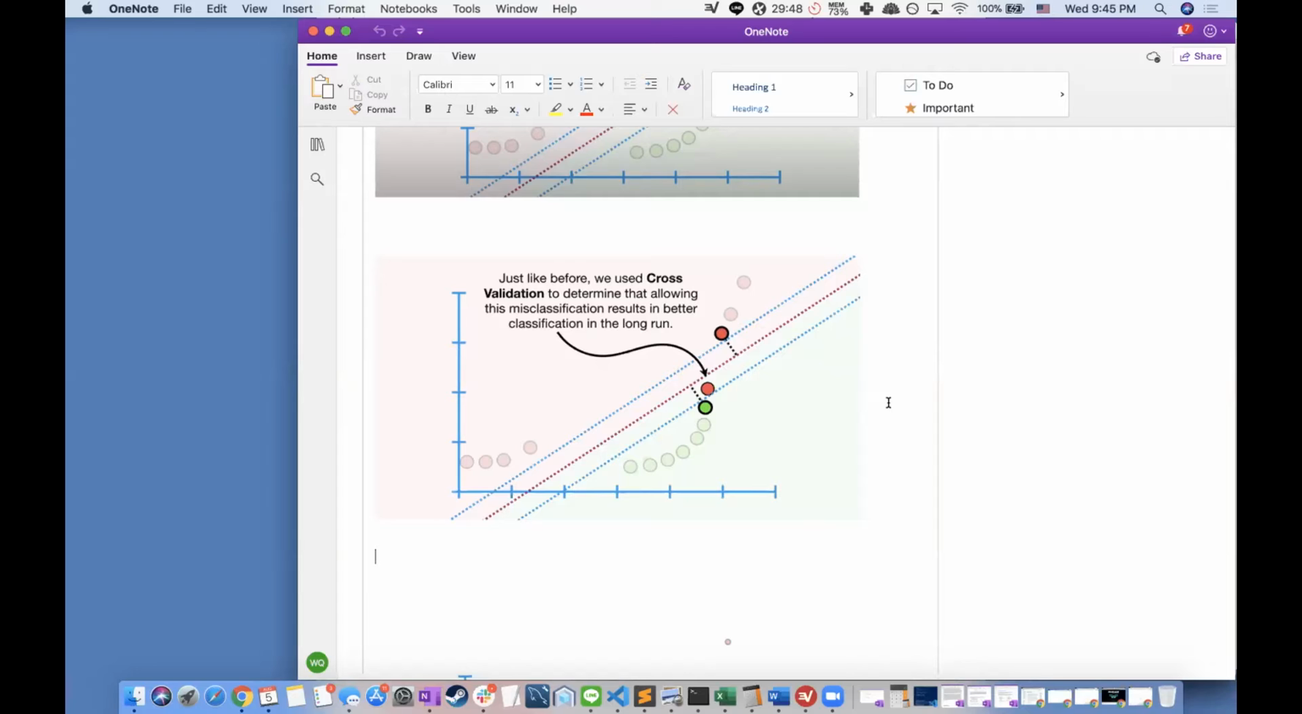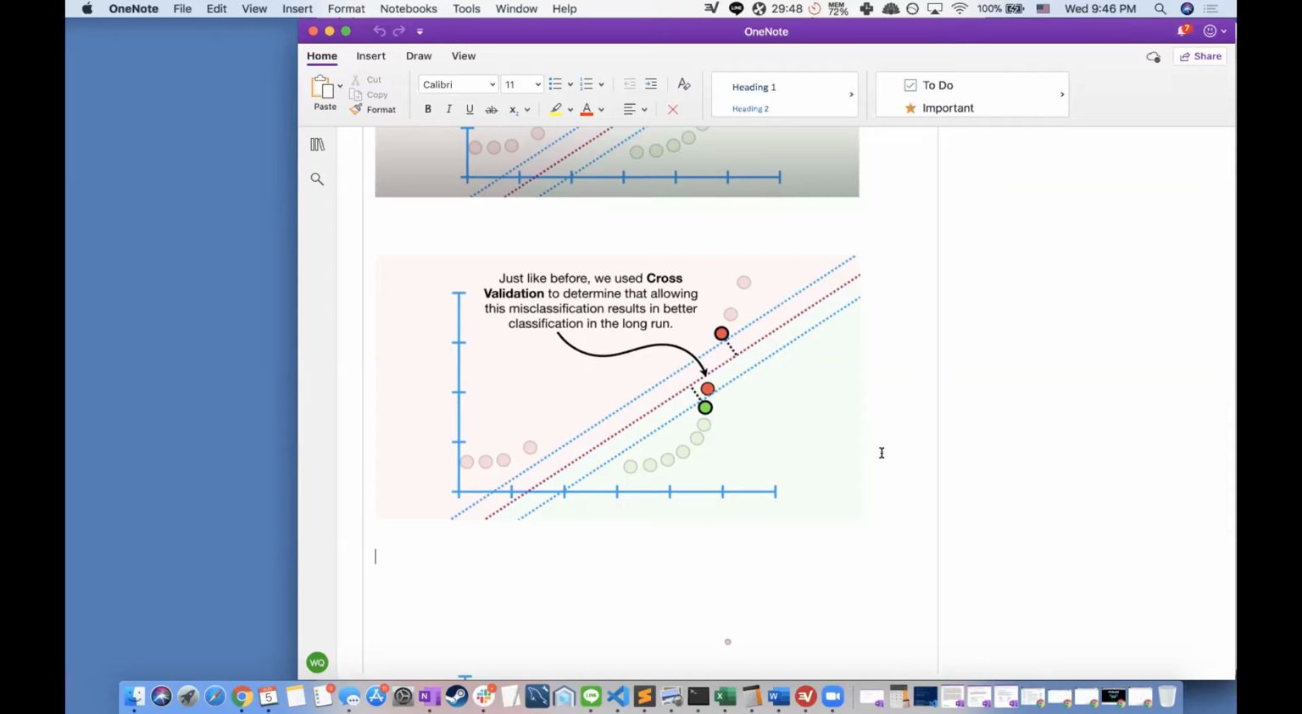You can read more on that on page 154 if you have the book. It says, notice that adding more training instances off the street would not affect the decision boundary at all. It's fully determined, or supported, by the instances located on the edge of the street. These instances are called the support vectors. So basically the instances located on the edge of the dotted lines are called support vectors.